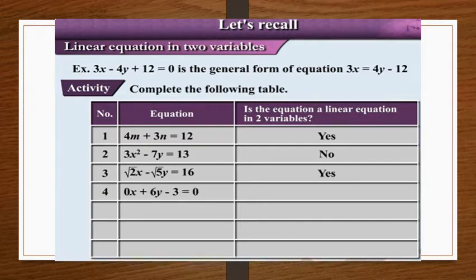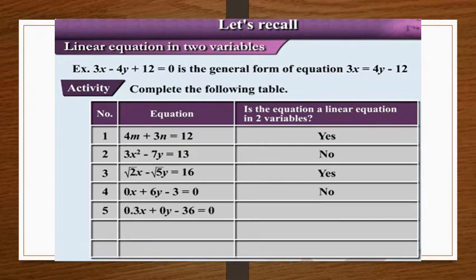Fourth equation, 0x plus 6y minus 3 is equal to 0. So when we began with the general form, I had clearly told you all a and b should never be equivalent to 0. So here the coefficient, that is a, of variable x is 0. So this is not a linear equation because 0 into x is 0. So one variable goes away. So no longer is it a linear equation in two variables because one variable goes away. So therefore, this is not a linear equation.